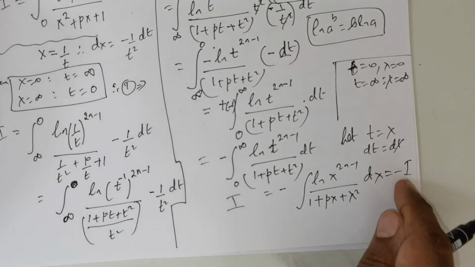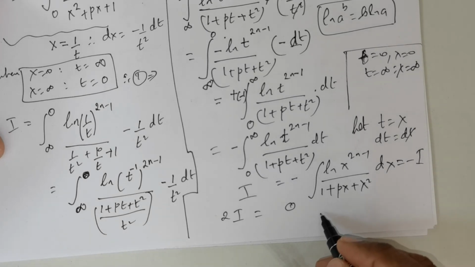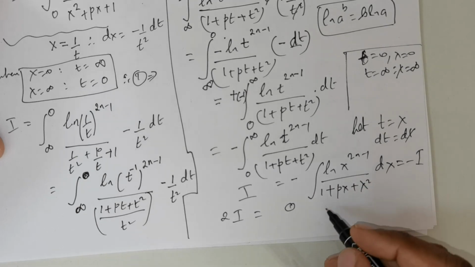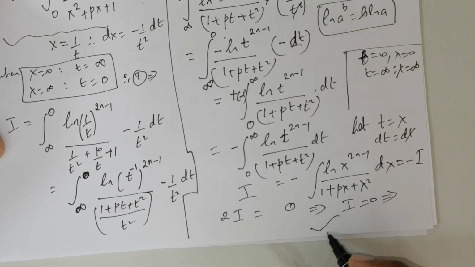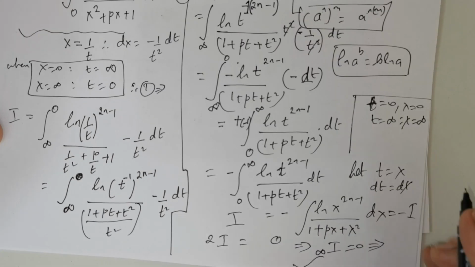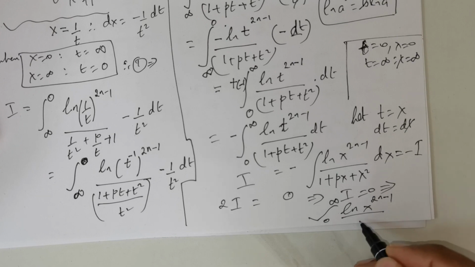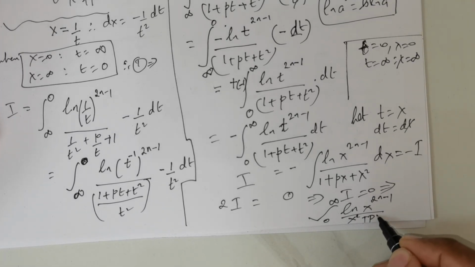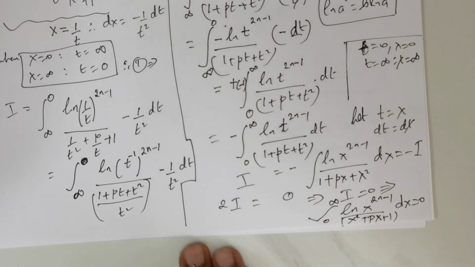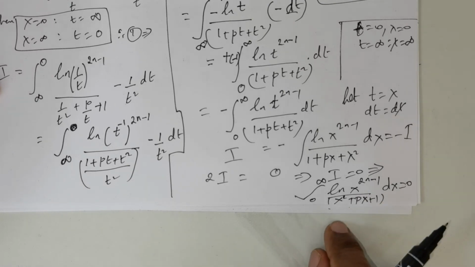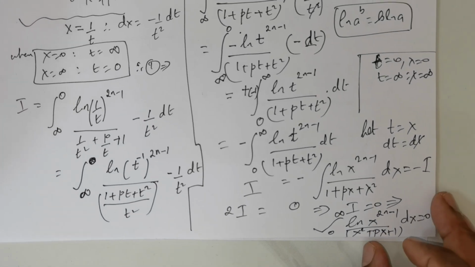So what you have on the left, I, push this. So it's going to be 2 times I is equal to 0, right? When this comes on the right, you get 0. Now what is this equal to? This means I is equal to 0. Now what does this mean? This means integral 0 to infinity ln x raised to the power of 2n negative 1 divided by x squared plus x plus 1 times dx is equal to 0. So that means we have now obtained the result.